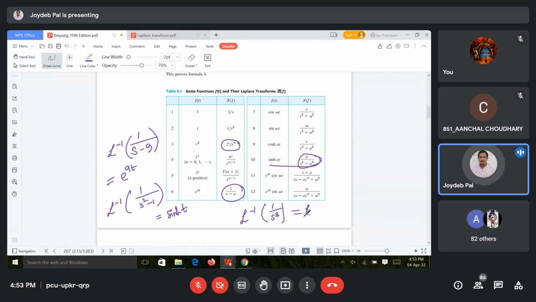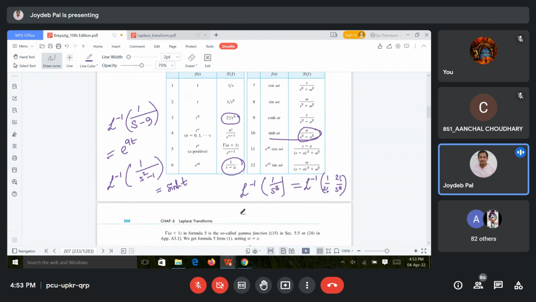So what I can do, I can always adjust a constant. I am writing 1 by 2 factorial into 2 factorial by s cube. Can I write this? Now that 1 by 2 factorial, you can write it outside the Laplace inverse. So 1 by 2 factorial Laplace inverse of 2 factorial by s cube. Now it is exactly that third formula. So it is t square, so t square by 2 basically. Fine. So Laplace inverse of 1 by s cube is t square by 2. Sometimes you have to adjust it by the constant.